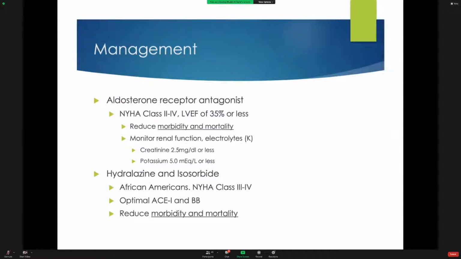Aldosterone receptor antagonist also reduces the morbidity and mortality. We'll give it to patients with New York Heart Association class 2 to 4 and LV ejection fraction less than 35%. We have to monitor the kidney function and potassium. So that's for the aldosterone receptor antagonist. Hydralazine isosorbide also reduces the morbidity and mortality. We'll give it to the patient once they have optimized ACE and beta blocker. And it is more beneficial in African American people with New York Heart Association class 3 to 4.